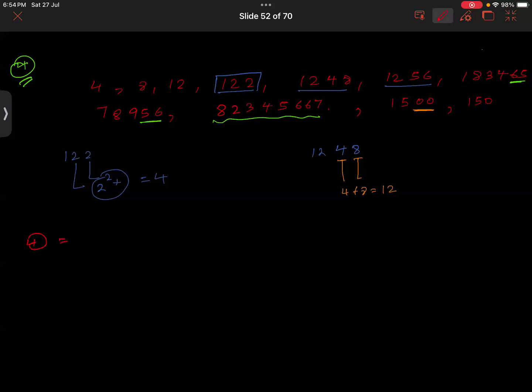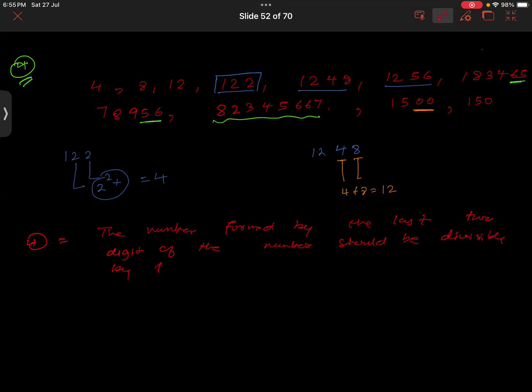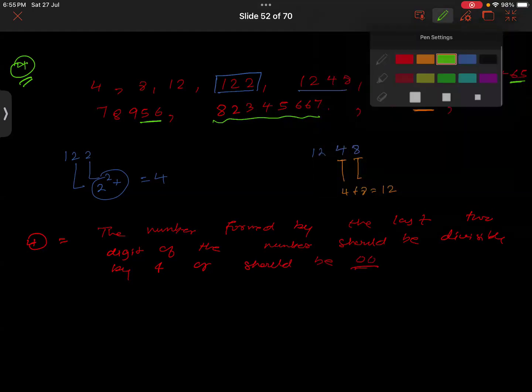For 4, it says that the number formed by the last two digits of the number should be divisible by 4, or there should be two zeros at the end, right? Now, two zeros at the end.